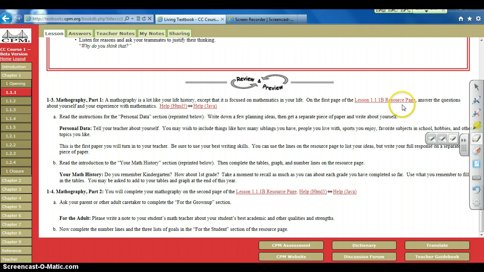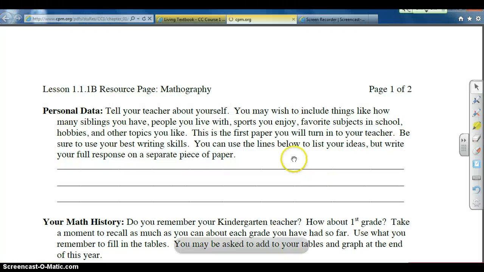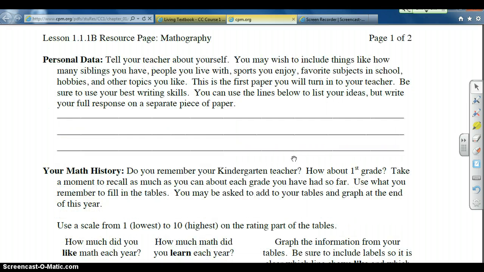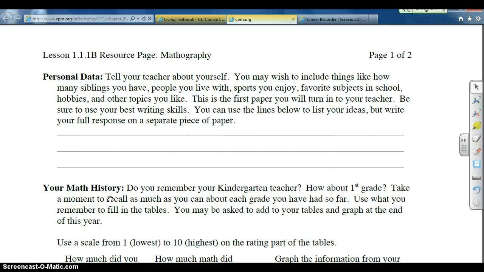So the resource page, if you're on the ebook, say you forgot it and you need to take a good look at that resource page, you can click on it right here, or you should have it in front of you. So let's take a look at what that resource page looks like. These first two sections, this personal data section and also the math history section, are part of Part 1 of mathography. They go with questions 1-3 in your textbook that says mathography Part 1.